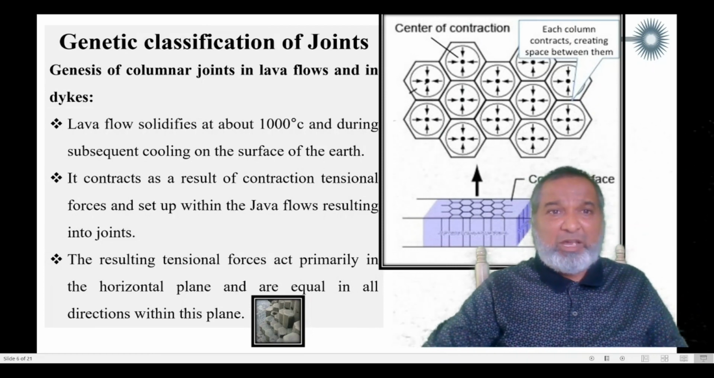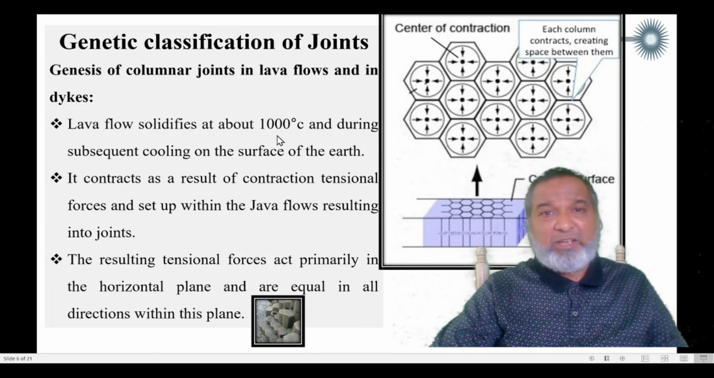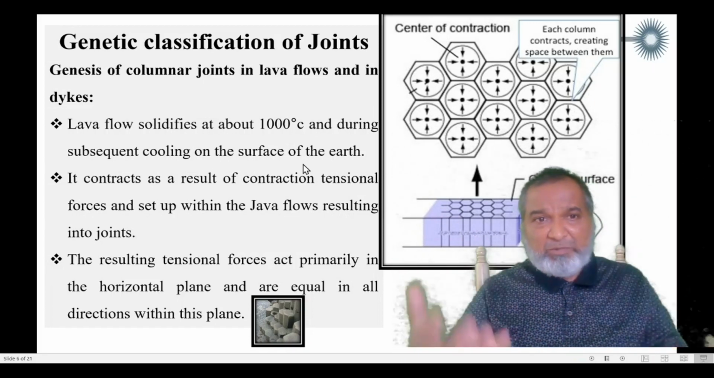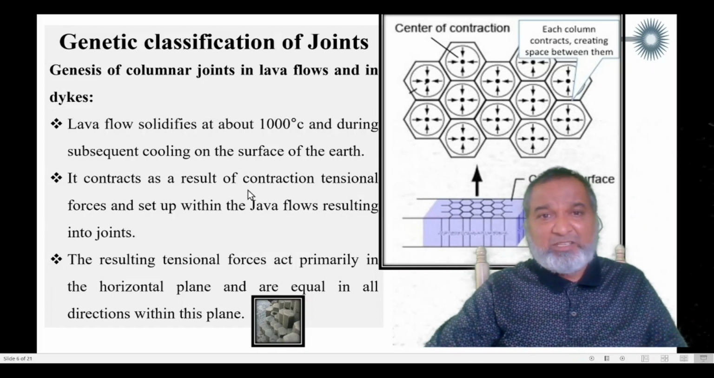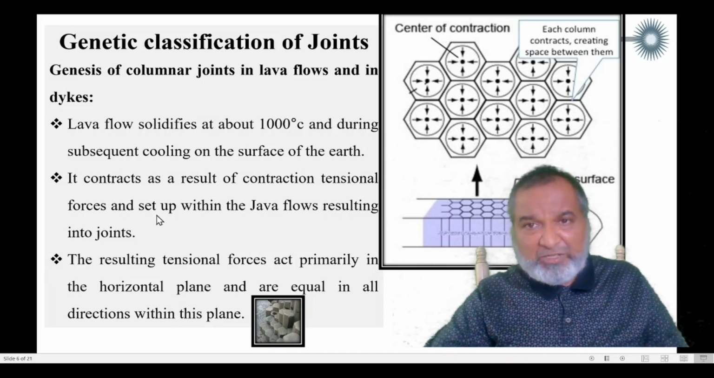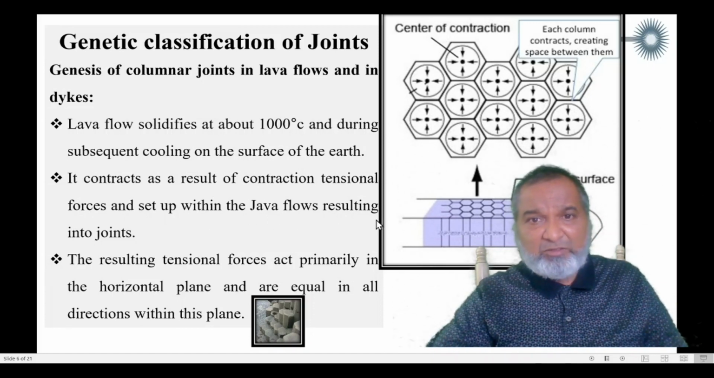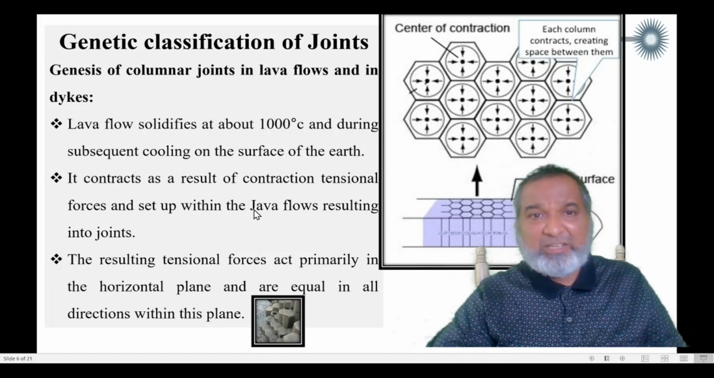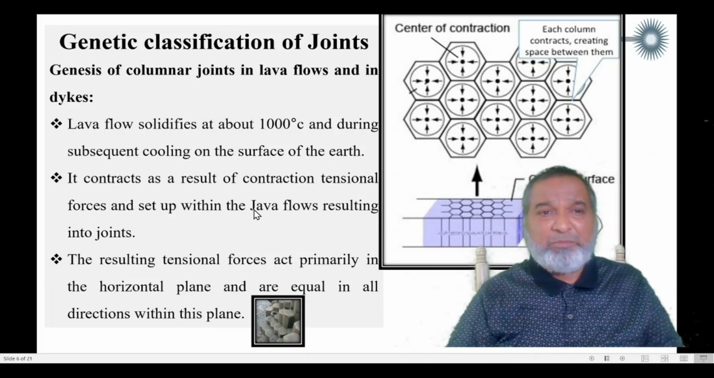So the lava flow solidifies at around 1000-degree temperature, during which the subsequent cooling that takes place on the surface contracts. As a result of contraction, tension forces will be set up. And what we have, not Java, it is lava. Yes, that is a spelling mistake.